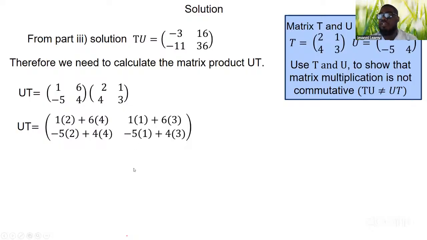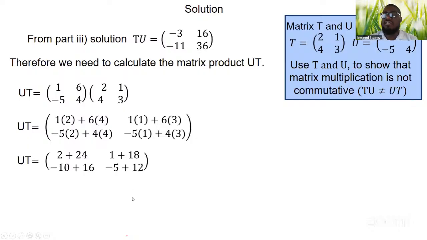And the same thing goes for the other as well. All right. So UT is equal to this. What is the final value for this matrix product of UT? What will I get? 2 plus 24, what does that give us? Quickly, let's do some mental math, 2 plus 24. 26. 26, all right, good. I'm hearing some voices, fantastic. 1 plus 18. 19. 19.